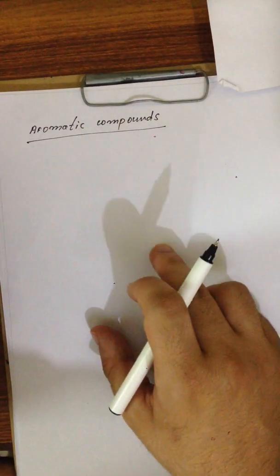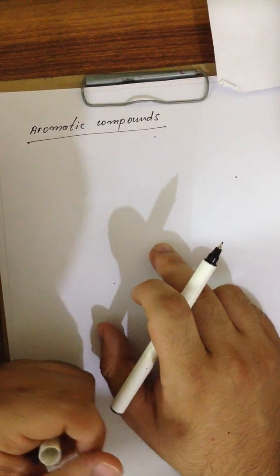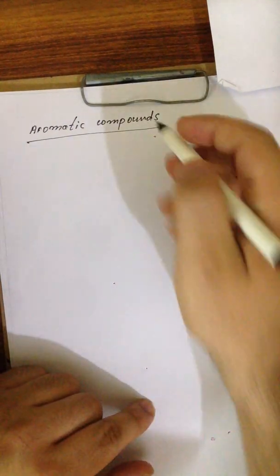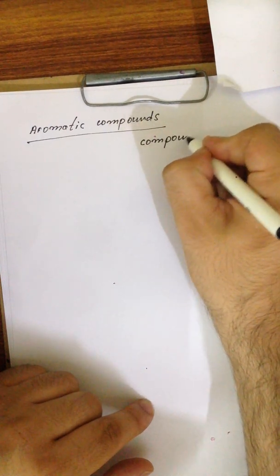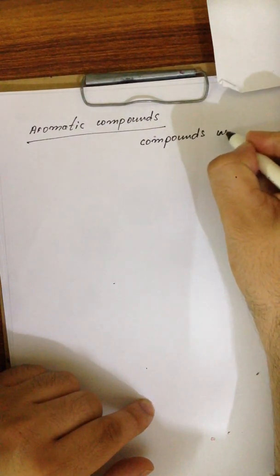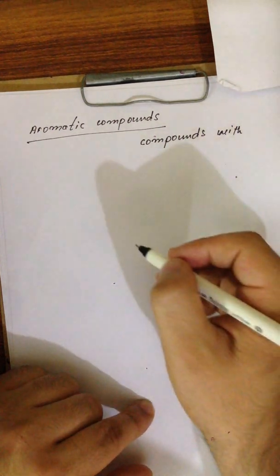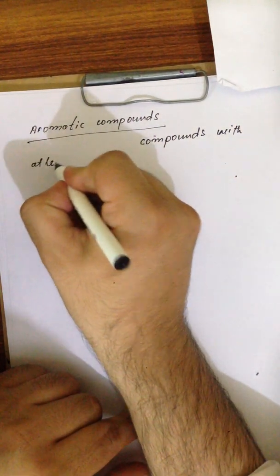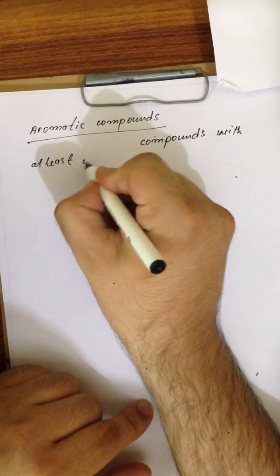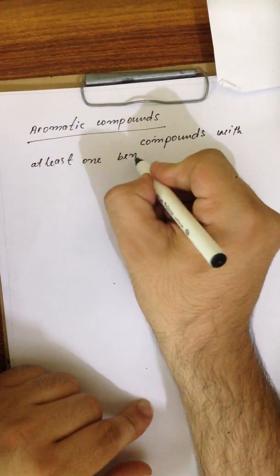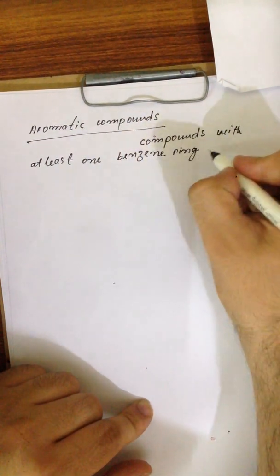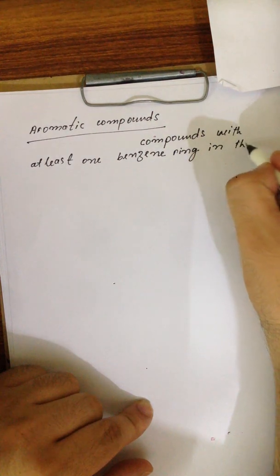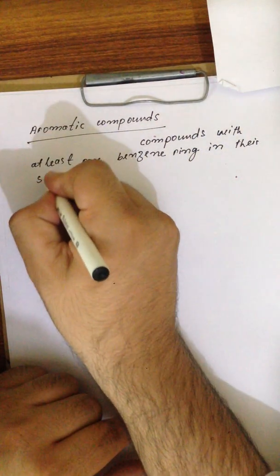The aromatic compounds are compounds that have at least one benzene ring in their structure. Compounds with at least one benzene ring in their structure.